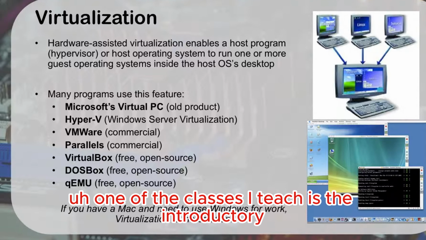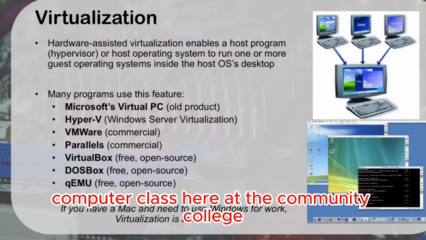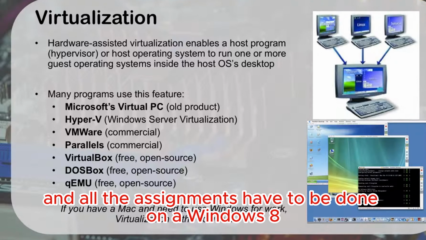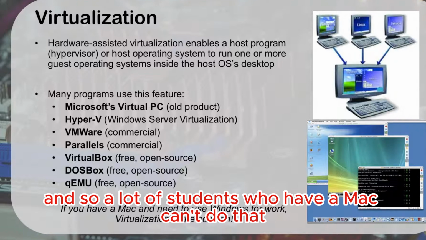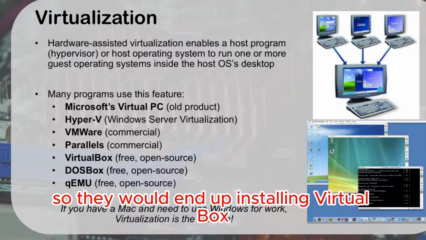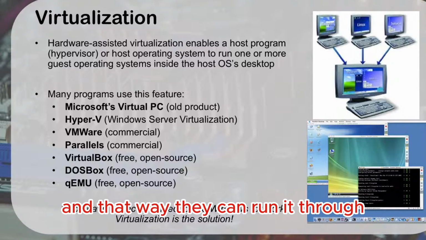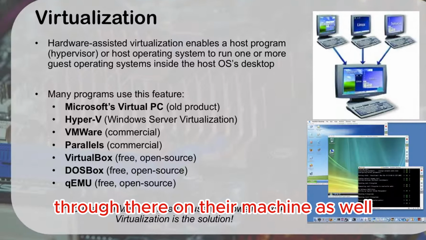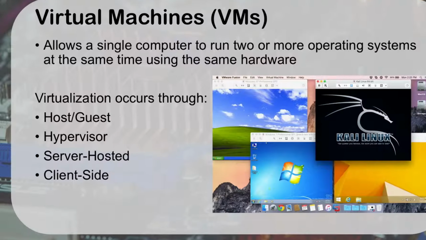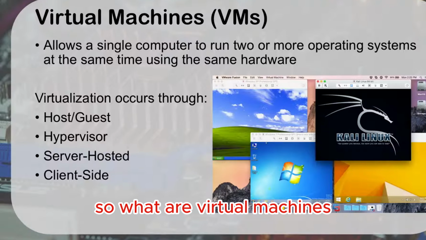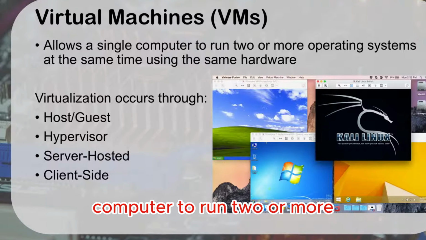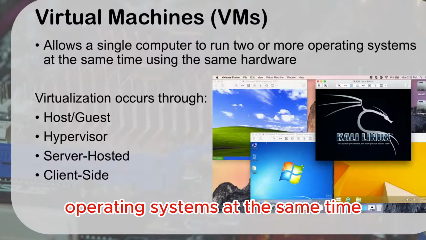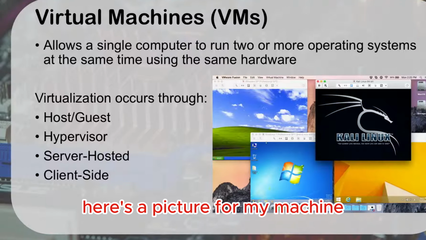One of the classes I teach is the introductory computer class here at the community college, and all the assignments have to be done on a Windows 8 machine. A lot of students who have a Mac can't do that, so they end up installing VirtualBox and installing Windows 8 in a VirtualBox, and that way they can run it on their machine as well. So what are virtual machines? It essentially allows a single computer to run 2 or more operating systems at the same time using the same hardware. Here's a picture from my machine.